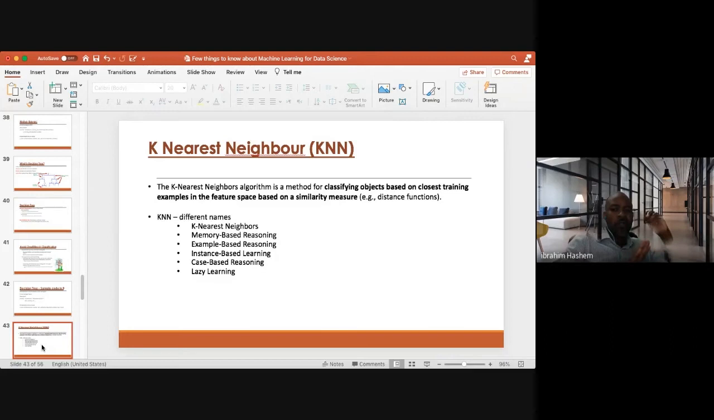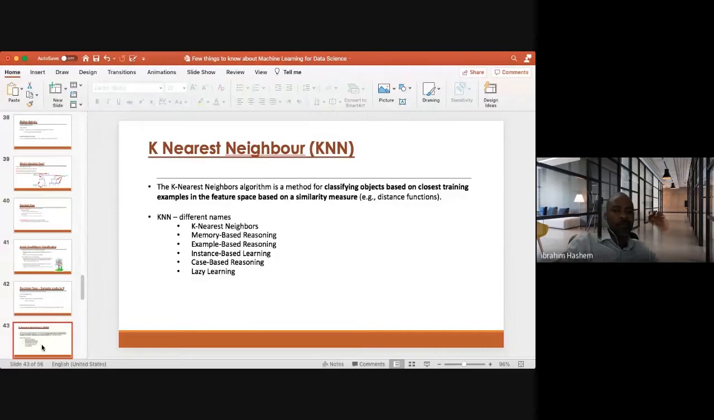similarity measure, and we use a distance function as a formula to calculate the distance or the similarities between different data points. There are different names. Sometimes you can find it in a textbook. Sometimes we use k-nearest neighbor, which is the very common name. We have memory-based reasoning, example-based reasoning, instance-based learning, and so forth. These are different names, but the common one is KNN, k-nearest neighbor.